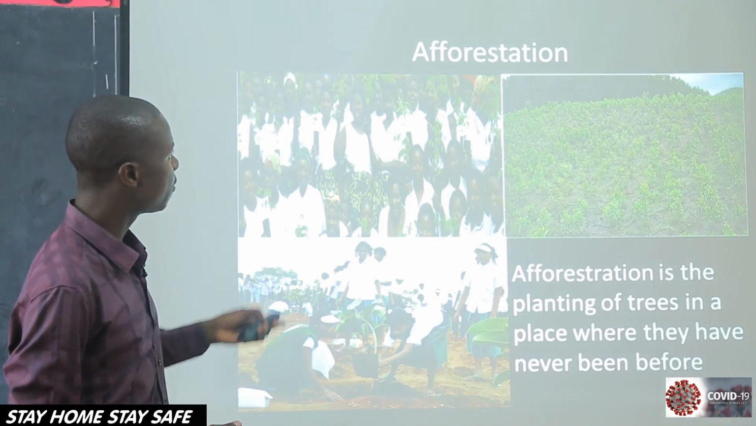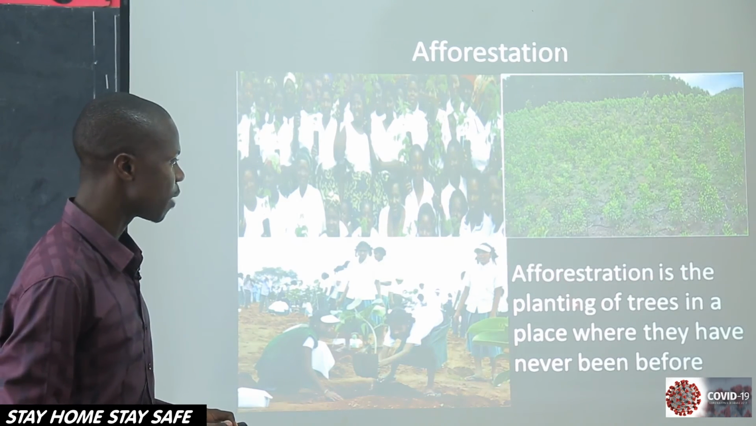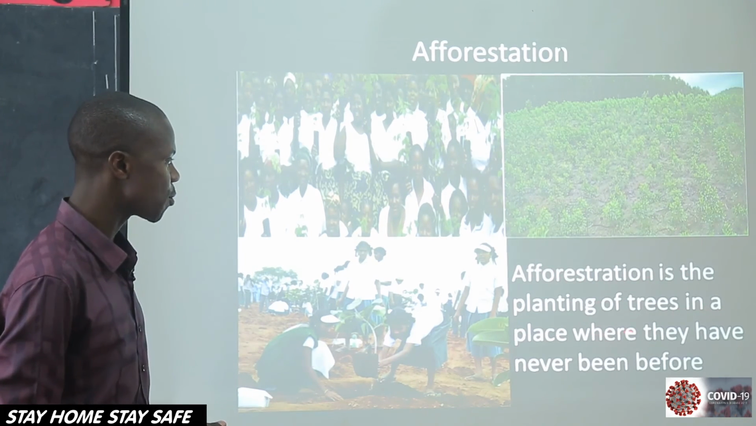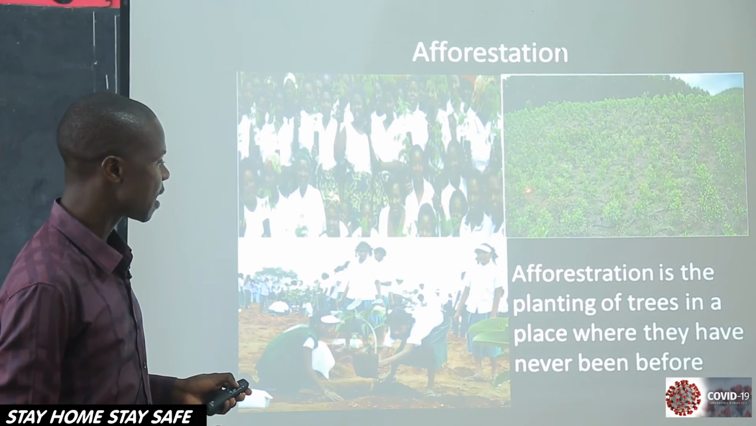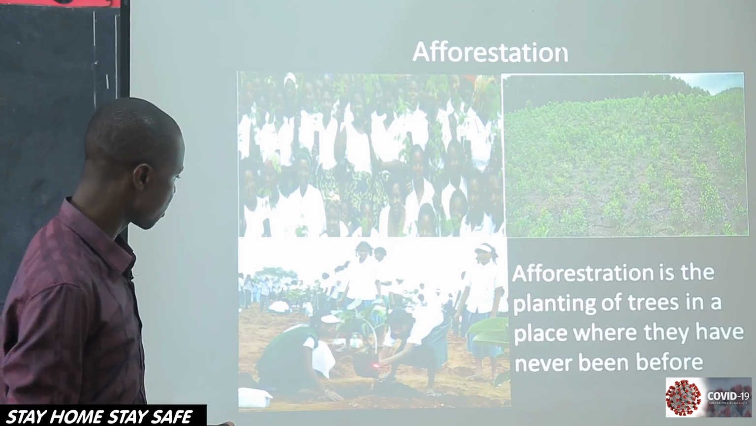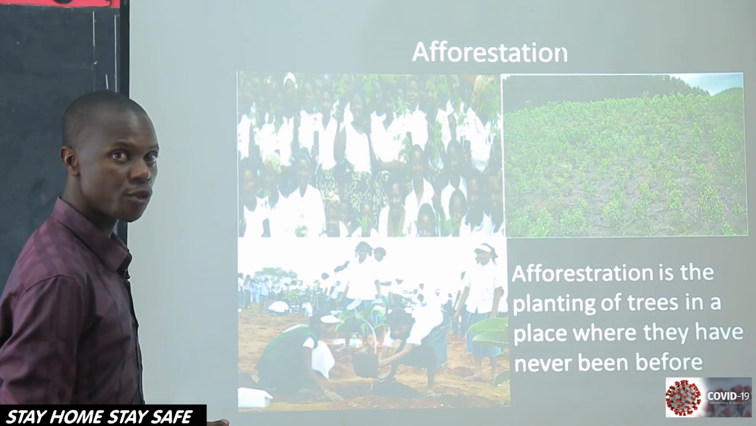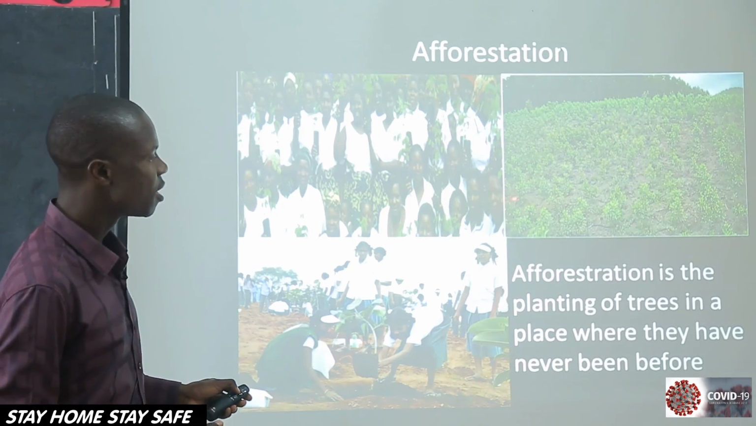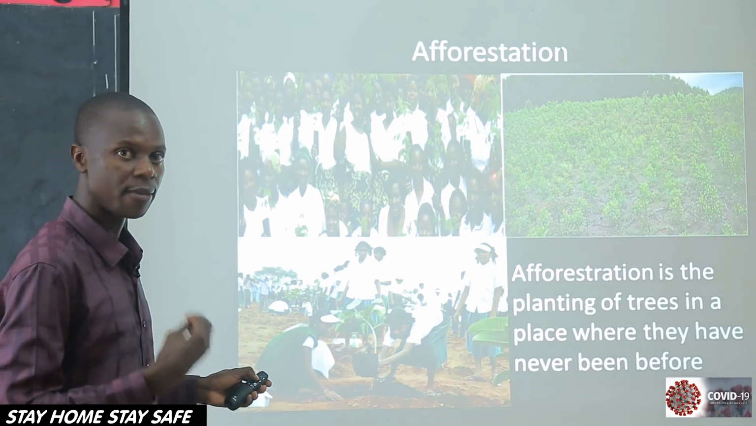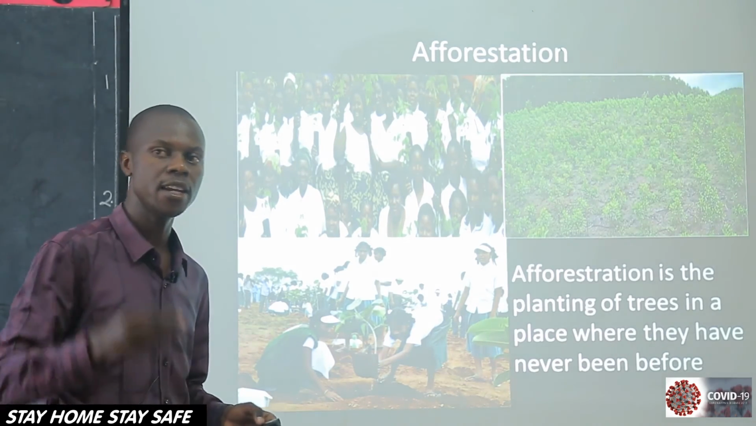One, we have afforestation. And quickly, afforestation is the planting of trees in a place where they have never been before, okay? You get a place that has never had any tree, just the way you see in this picture here. Then you start planting your trees, and all of a sudden, they can form such a forest. So that's what we refer to as afforestation, planting trees in a place where they have never been before.